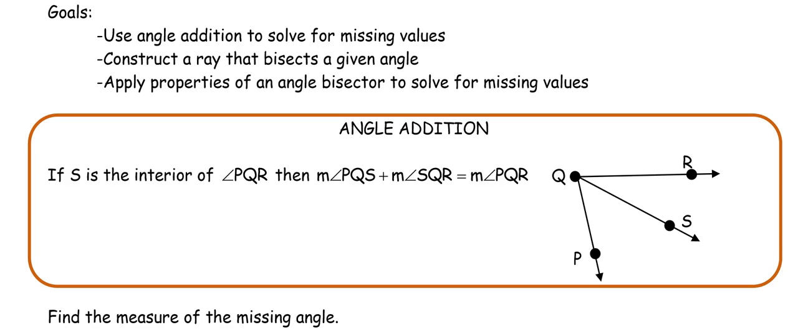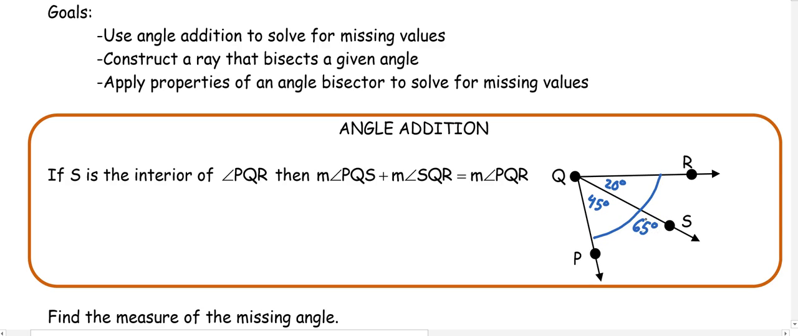So first, let's review what angle addition is. Remember that angle addition is just like segment addition. So when we're doing angle addition, the two smaller pieces are always going to equal a larger piece. So for example, if this angle is 20 degrees and this angle is 45 degrees, then our whole angle is going to have a measure of 65 degrees.